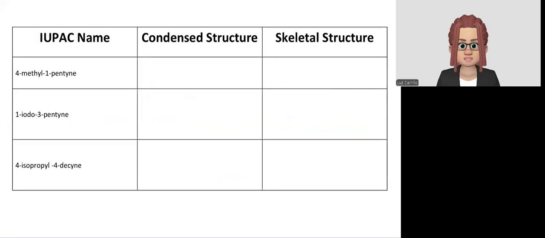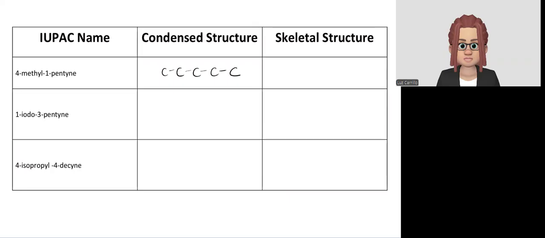Make sure that you're also familiar with how to draw, specifically if you're given a name, the condensed and skeletal structural formula for alkynes. So I'm going to do the first one as an example. I have 4-methyl-1-pentyne. To draw the condensed, remember that I'm writing all of the atoms. So pentyne refers to a 5-carbon, 1, 2, 3, 4, 5-carbon alkyne.